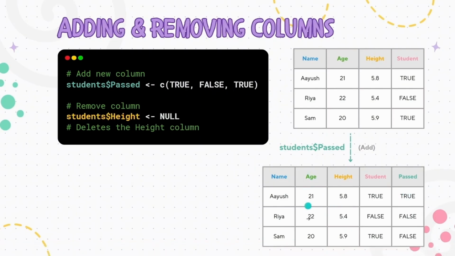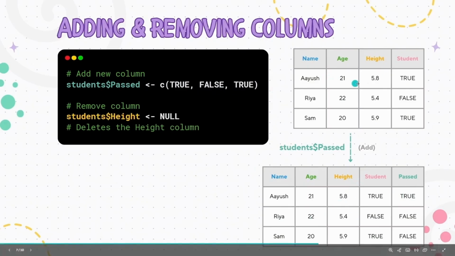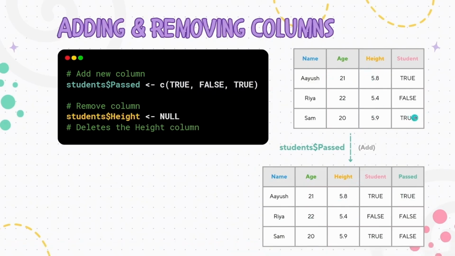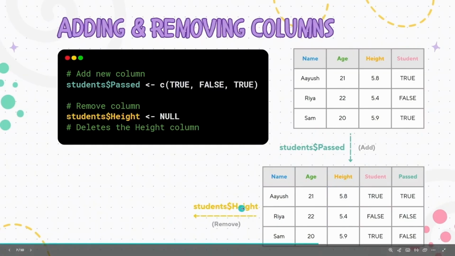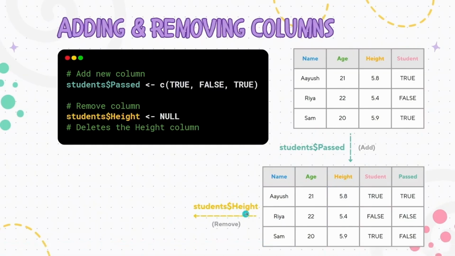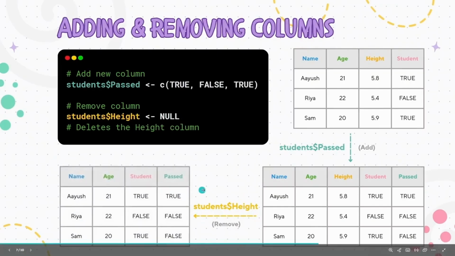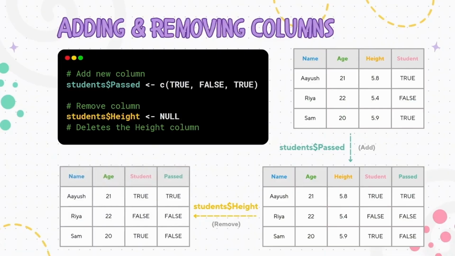Each column inside of our previous data frame had 3 values, right? So when adding a new column, we need to mention 3 values as well. Otherwise, it will give us an error. And whereas if you wanted to remove a column, let's say I wanted to remove this height column, then I would just mention the height column, that is students $sign height, and then set its value to null. That would remove the height column entirely. Now we do know the theory about this, and we have discussed the theory. So let's do this practically inside of our compiler.